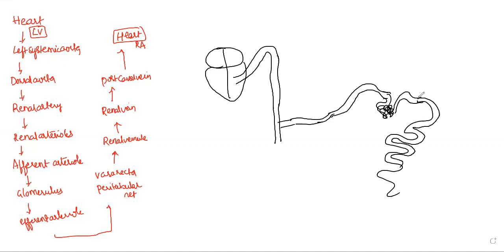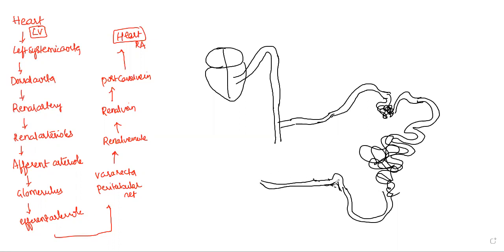Then after that we made some peritubular net above on the PCT and DCT, then vasa recta, and vasa recta will open into renal venule, renal venule into the renal vein into the post-caval vein, and post-caval vein opens into the right atrium of the heart. So this is a complete journey.